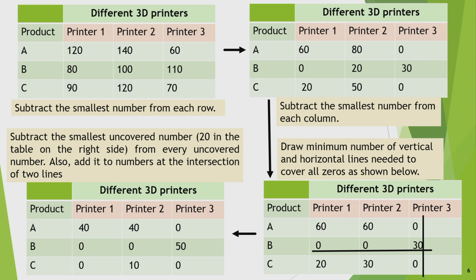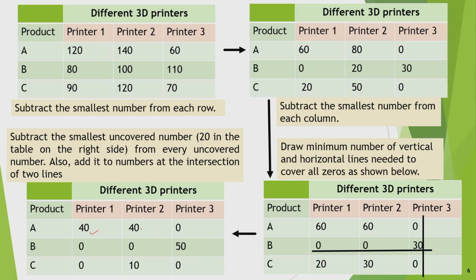Now what is the third step? Again, draw the minimum number of vertical and horizontal lines needed to cover all zeros as shown below. What we have done? One line we drew this way, which covers 2 zeros at one go, the other is horizontal. So 2 lines have been done, but we still don't have 3 lines. I need 3 lines because there are 3 products and 3 printers. And this is 20, 30. So 20 is the lowest. So subtract 20 from 60, you get 40.